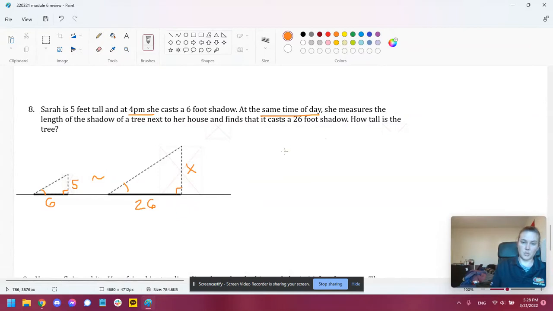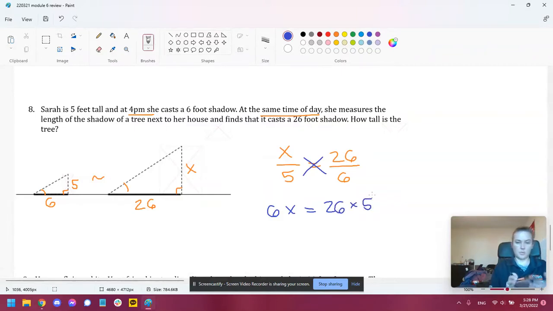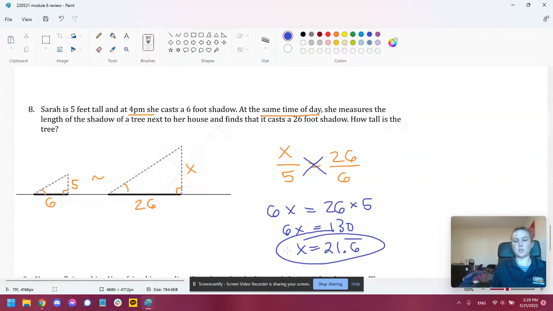I'm going to set up x divided by 5 equals 26 divided by 6. I'm going to cross multiply. 26 times 5 is 130. Then that divided by 6 is 21.6 repeating, which is how tall this tree must be.